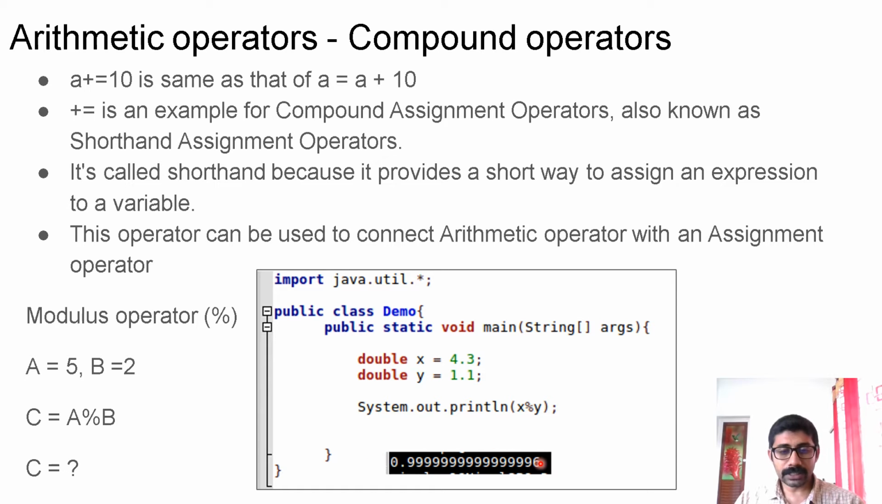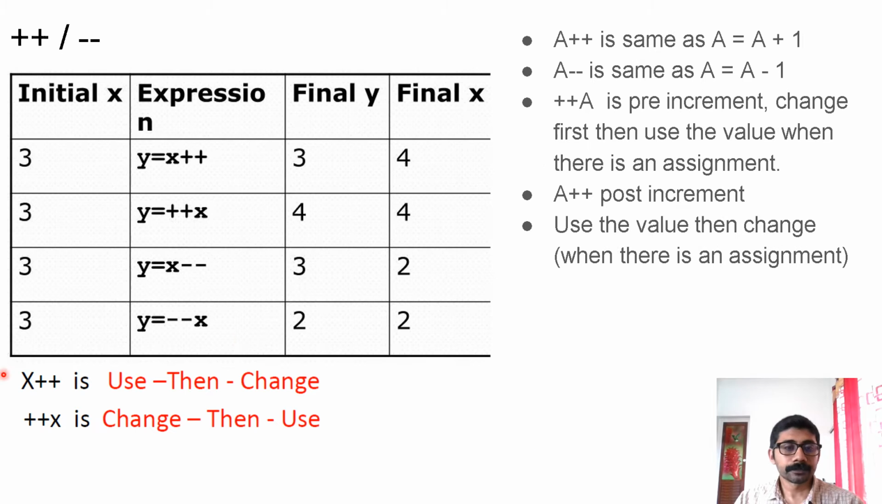So result is 1. So the notable difference compared to the modulus operation in C, it was not applicable to fractional data types, but in Java you can apply the modulus division even with fractional values.